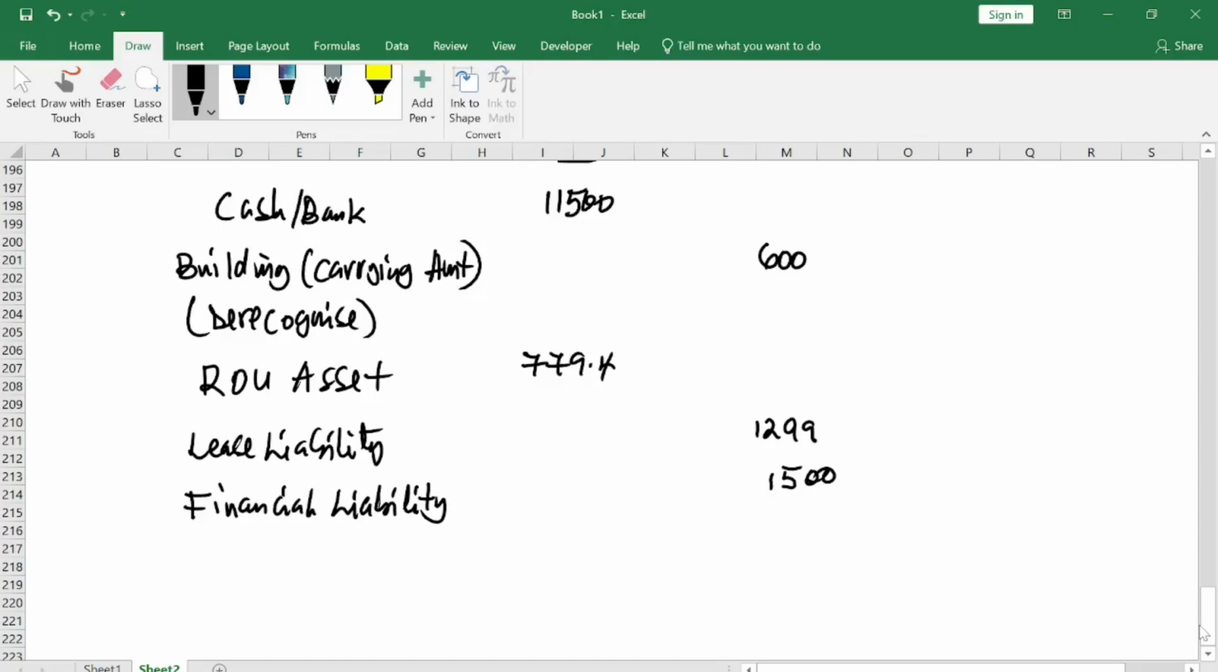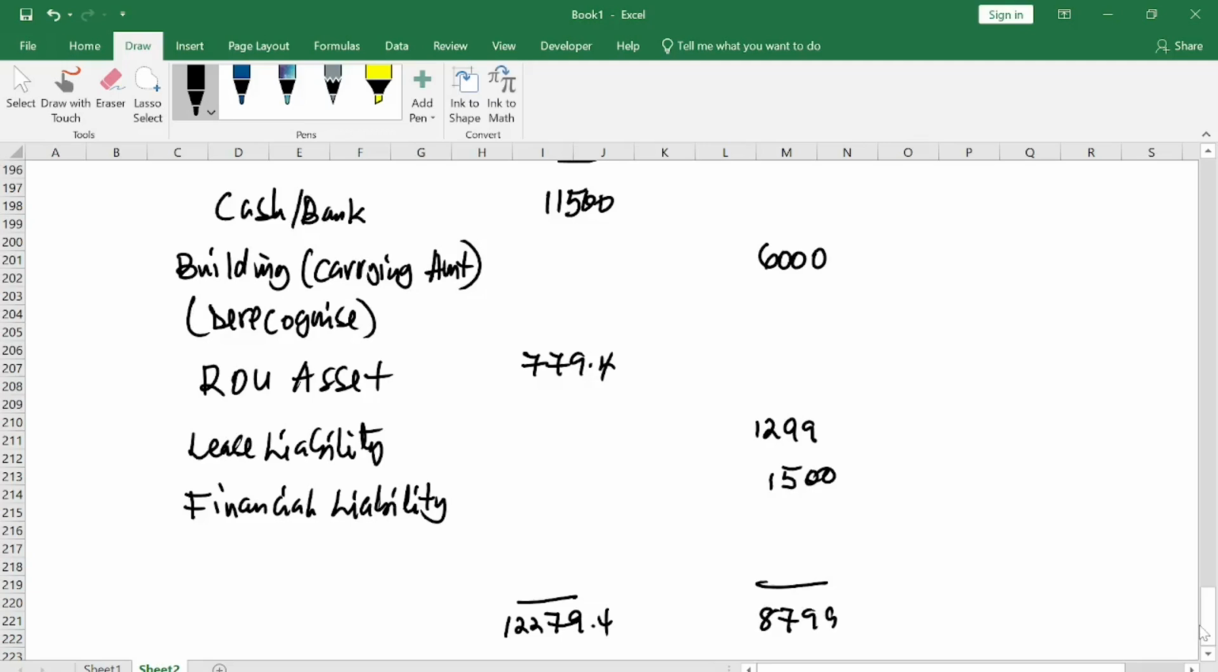Okay, so let us see the balance. At the debit side, you have 1279.4. At the credit side, what do we have? The building is 6,000. 6,000 plus 1299 plus 1,500. At the credit side, you have 8,799.